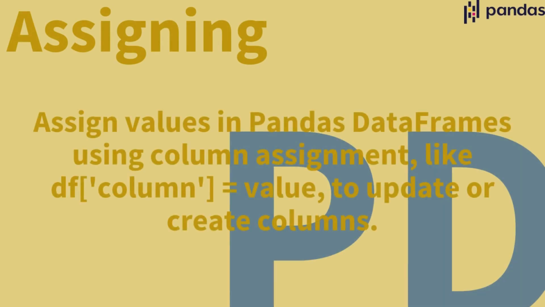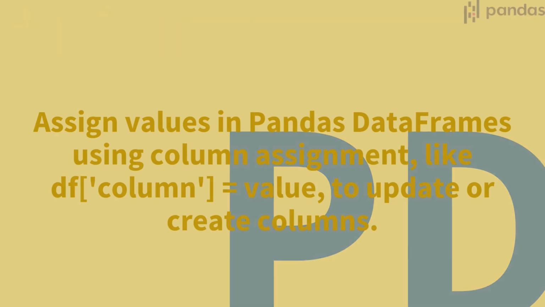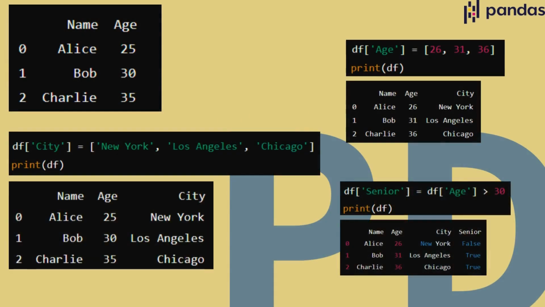Okay, so after that let's see assigning in pandas. Assigning in pandas is basically when a data frame uses column assignment, like df.column = value, to update or create a new column. When we want to create or update a value, like changing one value to another value, we assign it. Basically, this means changing one value to another value. So let's see how we can do that in pandas.